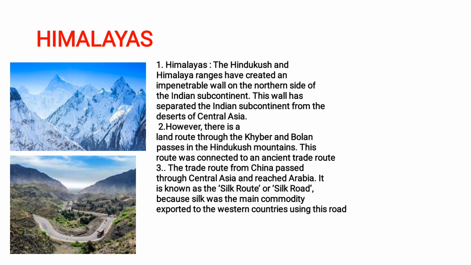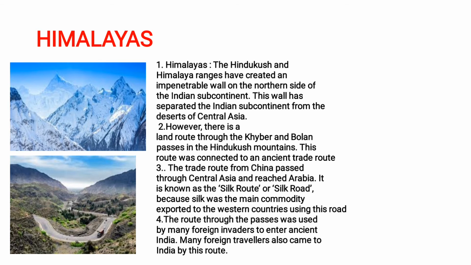Third point, the trade route from China passed through Central Asia and reached Arabia. It is known as the Silk Route or Silk Road because silk was the main commodity exported to western countries using this road. Fourth, the route through these passes was used by many foreign invaders to enter ancient India. Many foreign travelers also came to India by this route. Now we will learn our second region.